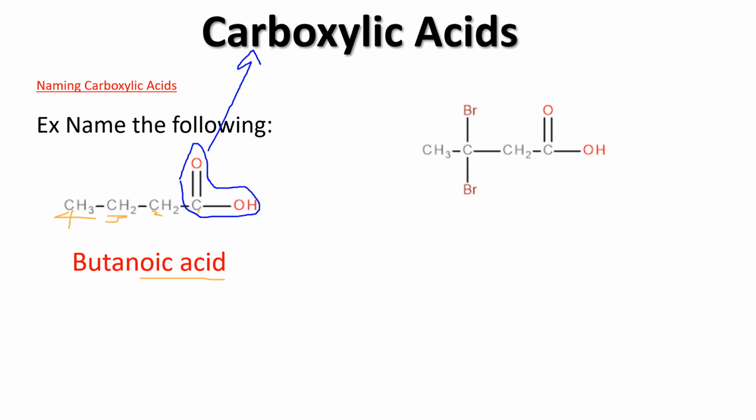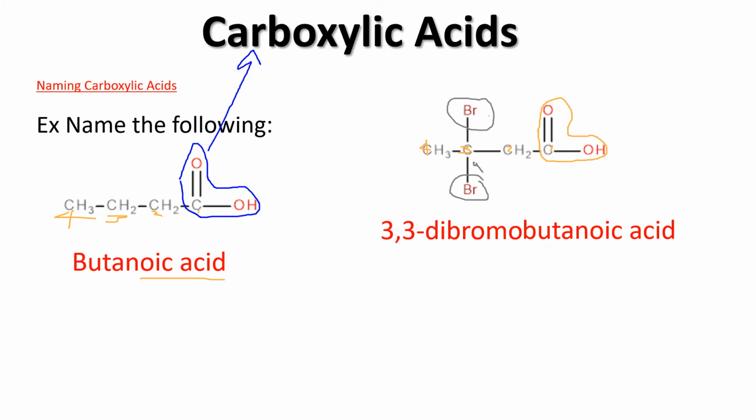What else? This one is fairly similar. You can still see the carbonyl functional group, and we have 4 carbons, 1, 2, 3, 4. So again, we're dealing with butanoic acid. This time we have a couple of bromine groups, and they are on the 3rd carbon. So 3,3-dibromobutanoic acid.